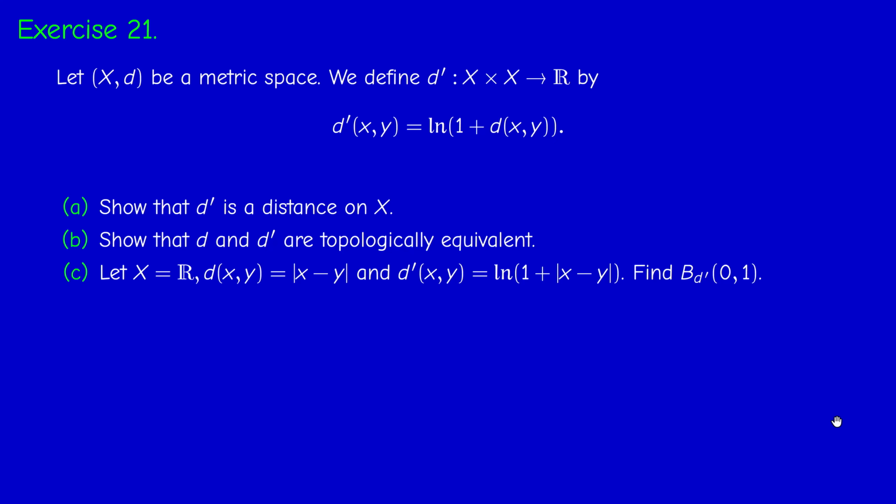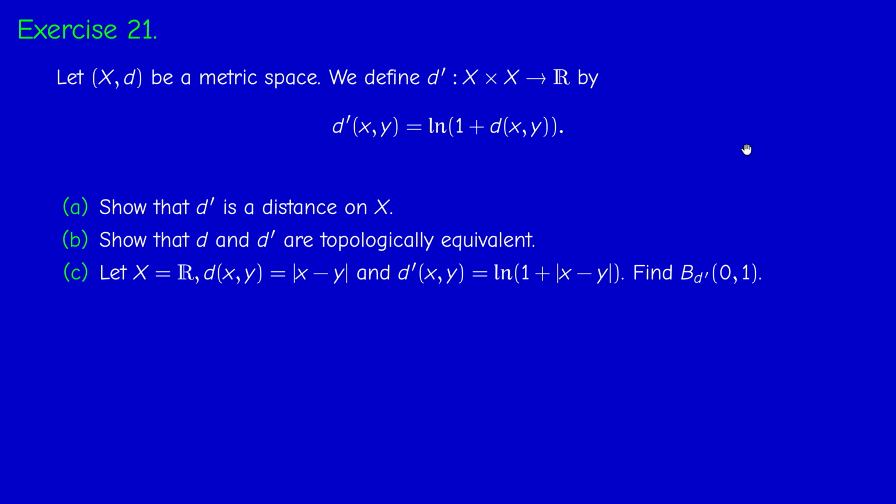Exercise 21, an exercise about topologically equivalent distances. So we are given a metric space (X, d), and you define a new function of 2 variables related to d by this equation: d'(x,y) is ln(1 + d(x,y)). So we have to show first that it's a distance, and second that it's topologically equivalent to d, and then you have to find the ball of center 0 and radius 1 with respect to d' in the special case where we take X equal R and d the usual distance.